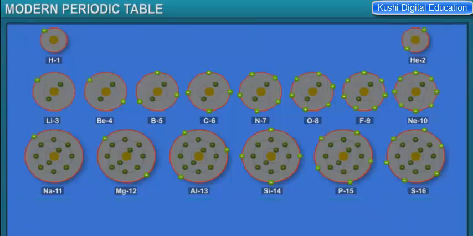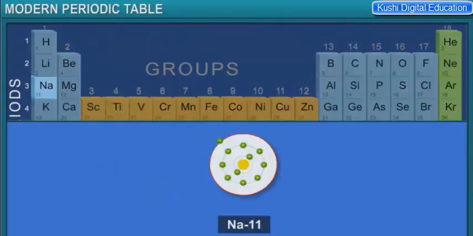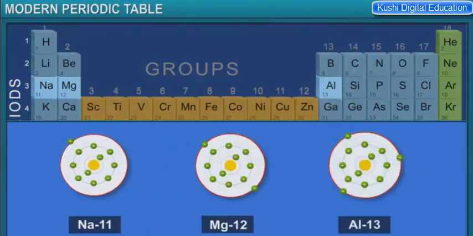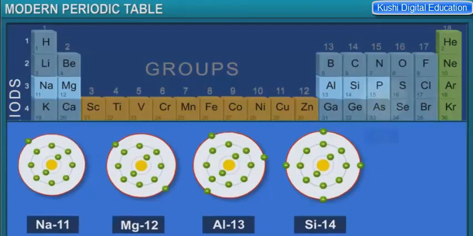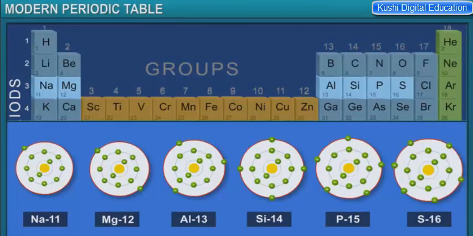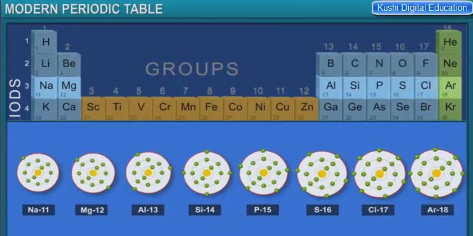The atoms of different elements with the same number of occupied shells belong to the same period. For example, sodium, magnesium, aluminium, silicon, phosphorus, sulfur, chlorine, and argon belong to the third period of the modern periodic table.